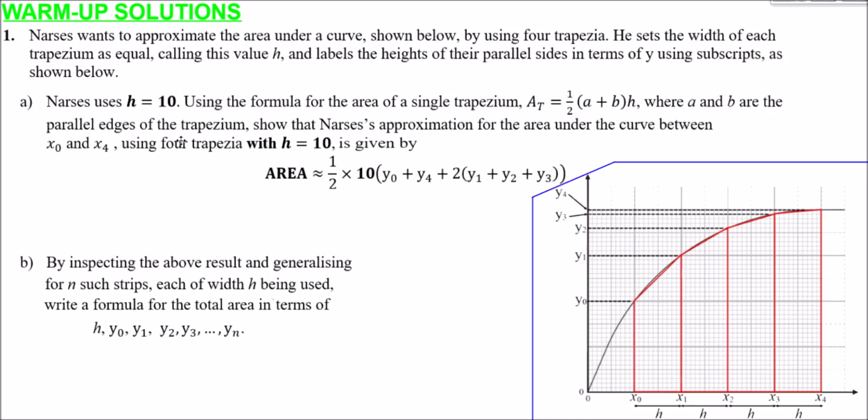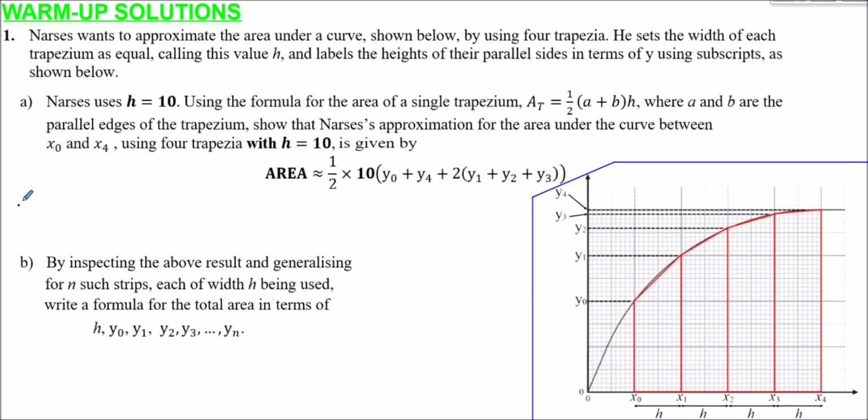So anyway, using this idea, he's got 4 different trapeziums, each with width h. So he's going to use h to be 10. And he's going to use a formula for the area of a single trapezium. Area of trapezium is half a plus b multiplied by h, where a and b are the parallel edges of the trapezium. We need to show that Narcís' approximation for the area under the curve between x0 and x4, given the 4 trapezia, is given by this formula here. So let's just build it up using the formula for the area of each trapezium.